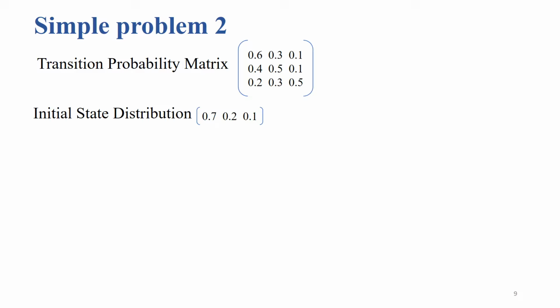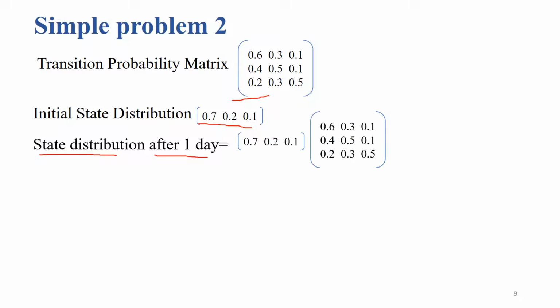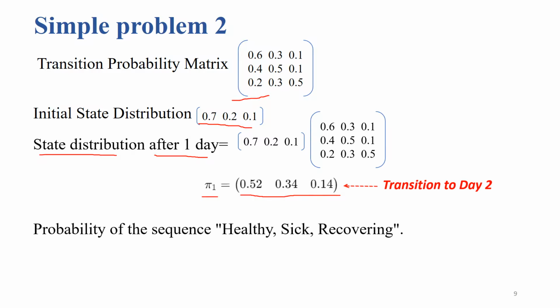These are the values given: the transition probability matrix and the initial state distribution. If we want to find out the state distribution after 1 day, we need to find the product of the initial state distribution and the transition probability matrix. When we find the product of these two, the state distribution after 1 day will be known, and that is represented as pi1. The state distribution after 1 day is 0.5, 0.34, 0.14. This is the transition to day 2.